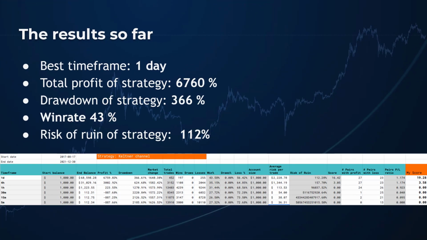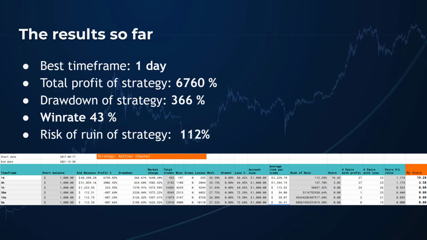According to the backtest over all the available time periods, I have the following results. The best time frame seems to be the 1-day time frame, which could potentially give a profit of 6,760%. The drawdown of the strategy is also very good, I think. It's only 366%, with a win rate of 43%. The risk of ruin of the strategy is 112%, and I think this is also pretty good.